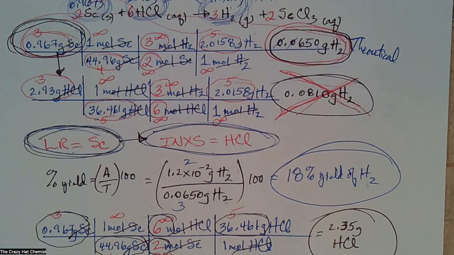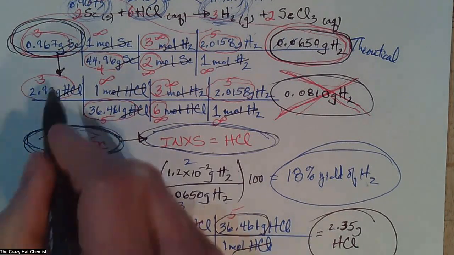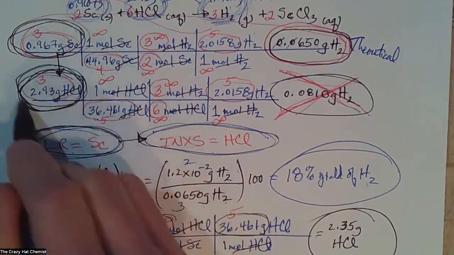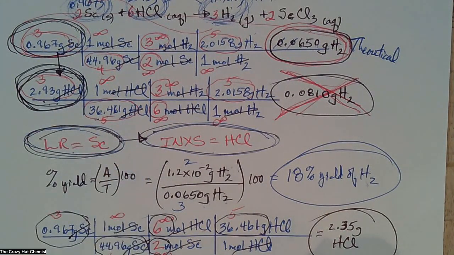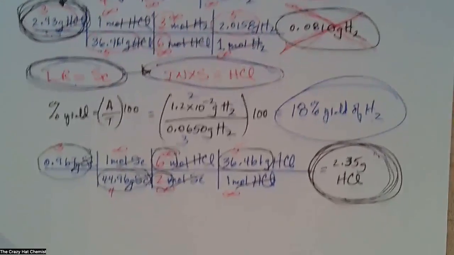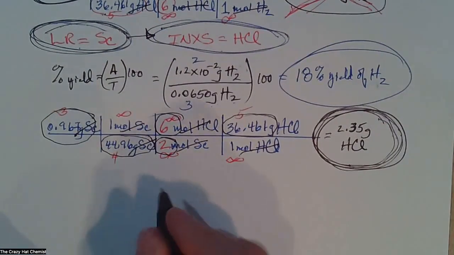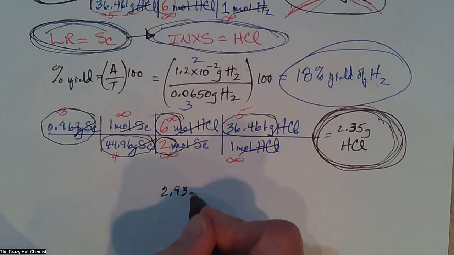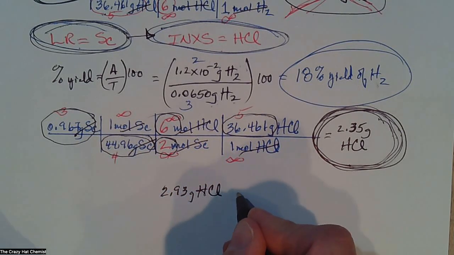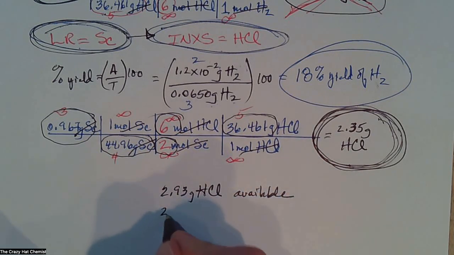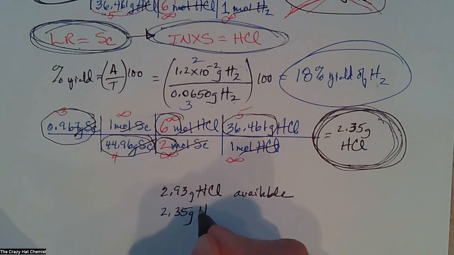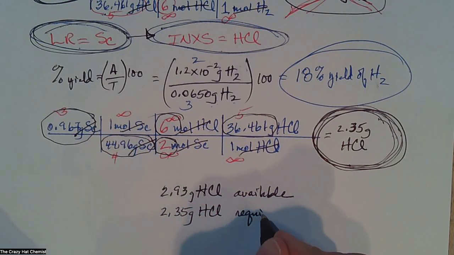Okay, so what we're going to do is find out how much HCl I had originally. I'm circling that right here. That's 2.93 grams. How much is required or used? That's what I'm circling right now, 2.35 grams. So I'm going to move this up. That's 2.93 grams of HCl that is available, and 2.35 grams of HCl is required.